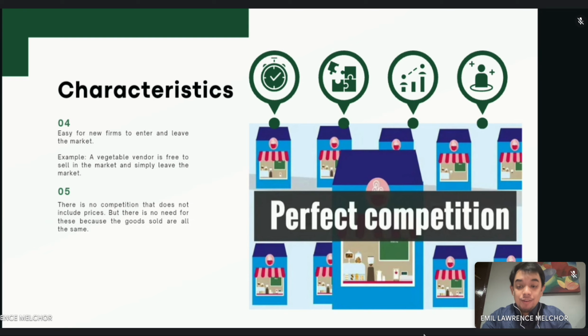So the last characteristic is that there is no competition that does not include prices. But there is no need for this because the goods sold are all the same. So this is just what I said earlier. As a seller, you have to adapt with the price of your competitors so that you can sell your products easily.